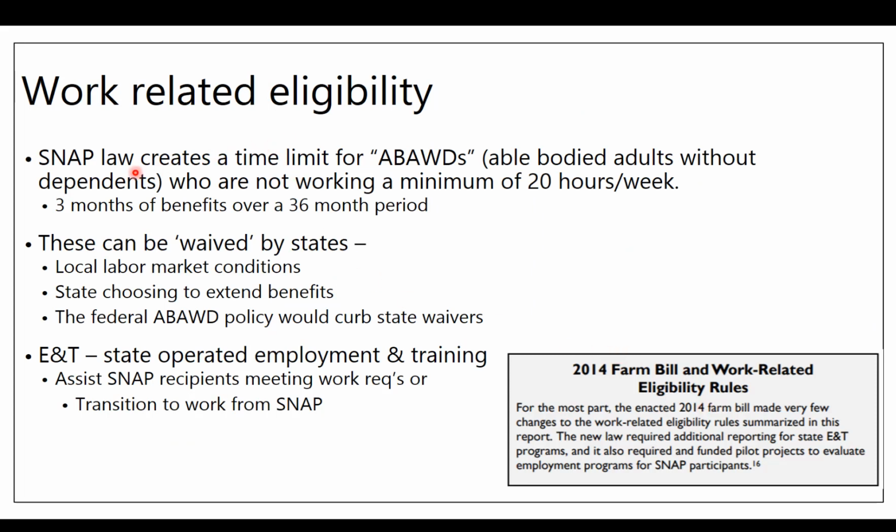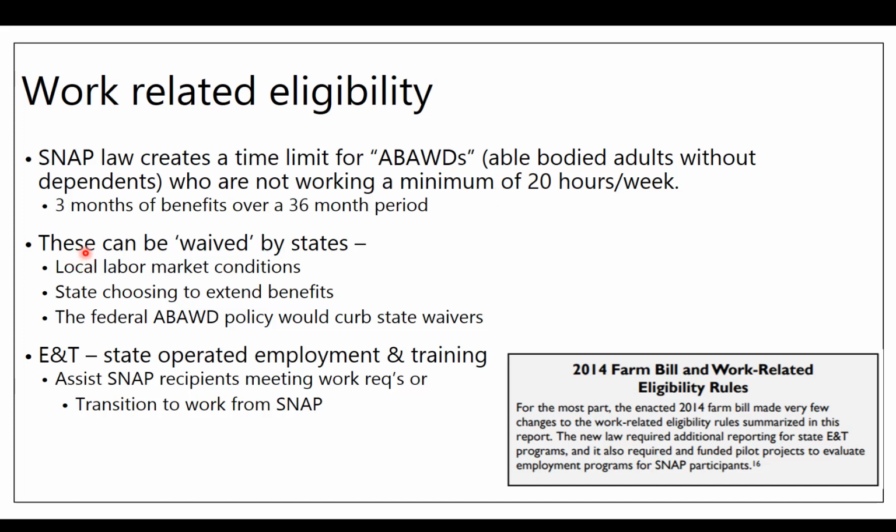In terms of work-related eligibility, SNAP requires these ABAWD, able-bodied adults without dependents, to convert their status to be working a minimum of 20 hours a week, or they're subject to this time limit. They max out at 3 months of benefits for any given running 36-month period. So it is not possible, absent some other waiver, to stay on SNAP benefits for an extended period of time without getting into the workforce.